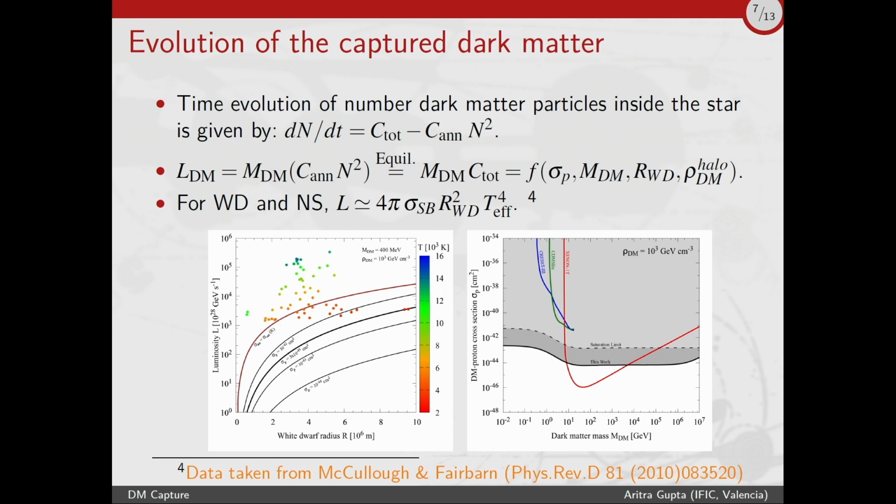Using these results, we try to give some bounds using white dwarfs in the M4 globular cluster. These are the data points, and we said that the dark matter luminosity cannot be higher than the observed luminosity, and these are the bounds.